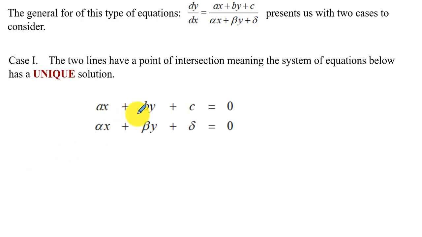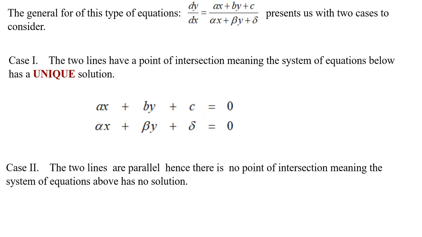So in general, this kind of equation will present us two cases. One of the cases is that the system of equations formed by the right hand side has a unique solution, meaning the two lines actually intersect at a point. And the next case is when the two lines are parallel, meaning they have no point of intersection, and actually the system of equations above then will not have a solution.